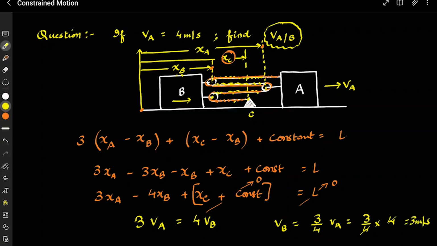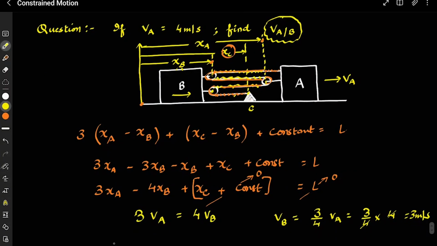But in the question it is given that we have to find VAB. So velocity of A with respect to B is equal to velocity of A minus velocity of B. What is velocity of A? Velocity of A is given to you as 4 minus velocity of B is given to you as 3, and therefore it is equal to 1 meter per second.